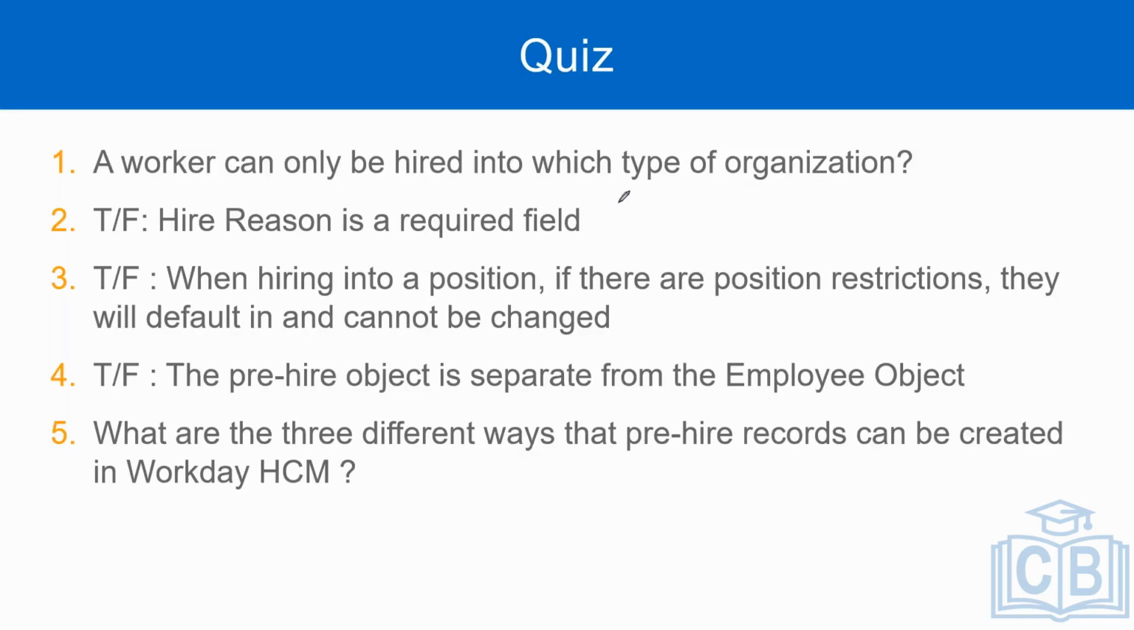2 or 4. I think it was false. Hire reason is not a required field. Hire reason is not a request. It will give you a warning.